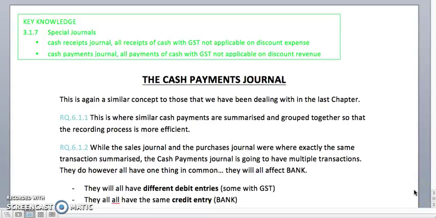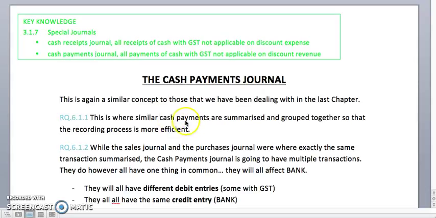Hello everyone, today we're going to be looking at the cash payments journal and cash receipts journal. Again, we have our key knowledge at the top that relates directly back to our study design. Okay, so the cash payments journal and the cash receipts journal are incredibly similar to the purchases journal and sales journal, and therefore I'm going to be going quite quickly through these. So if you have any questions, please don't hesitate to ask me in class.